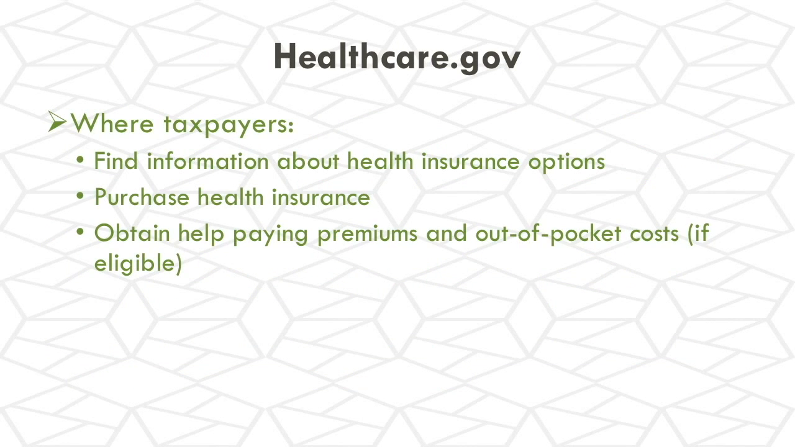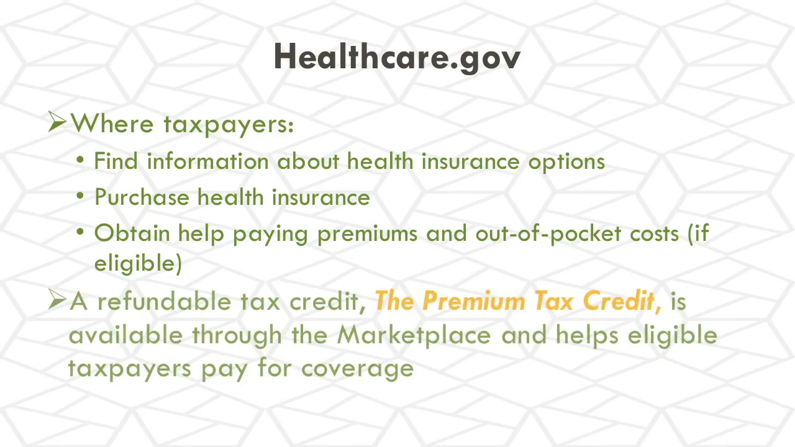So healthcare.gov is where taxpayers find information about health insurance options. It's where they can purchase health insurance, and it's where they can obtain help to pay premiums and out-of-pocket costs if they are eligible. So that help in paying premiums comes in the form of a new refundable tax credit that was created called the Premium Tax Credit and is available through the marketplace and helps eligible taxpayers pay for coverage.